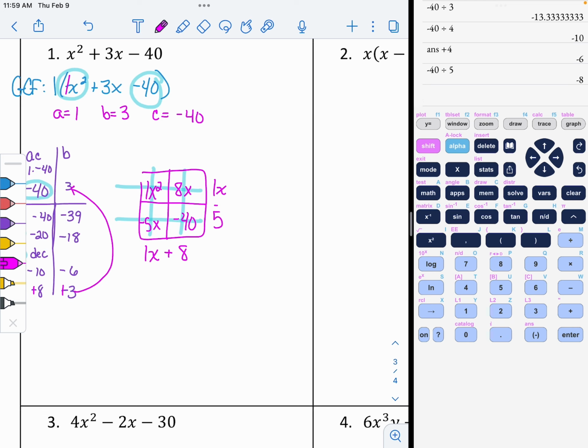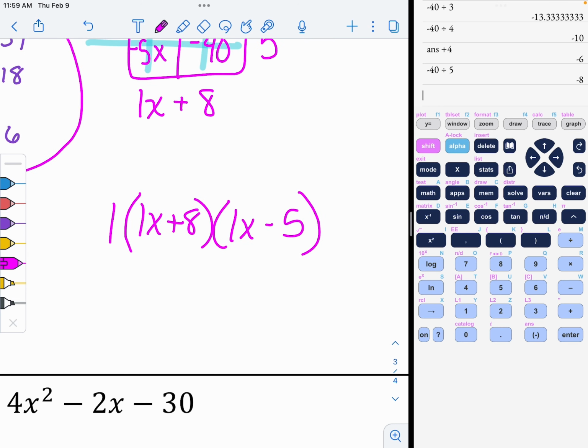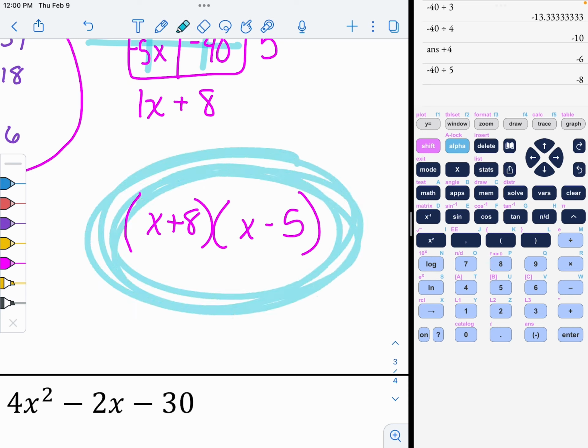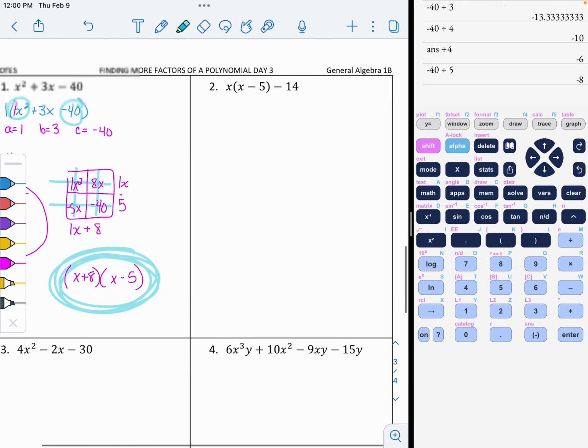My final answer is my GCF of 1, my 1x plus 8, and my 1x take away 5. Please remember the keystones will not have the coefficients of 1, and if your GCF is 1, they don't actually consider that like a separate factor. So there it is. Our factored form is x plus 8 and x minus 5.